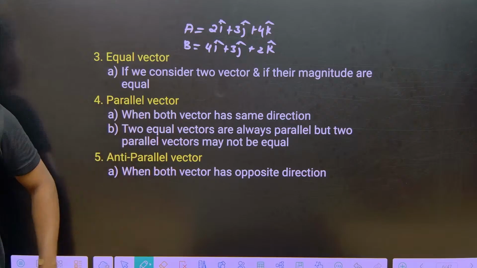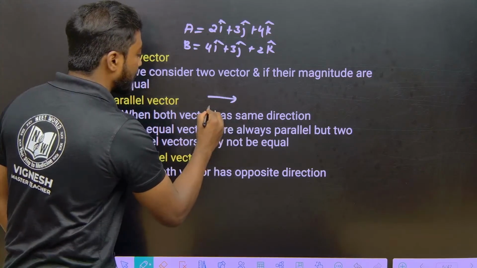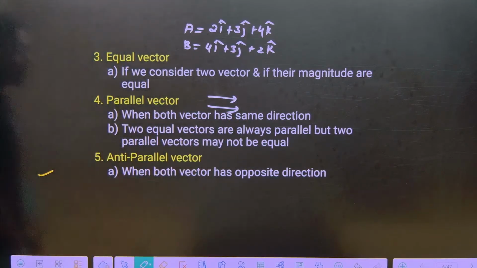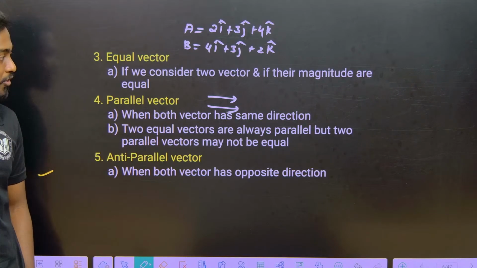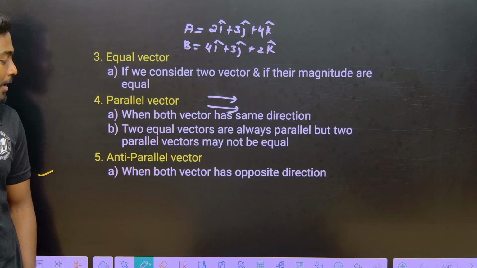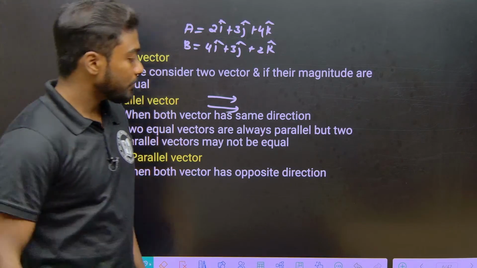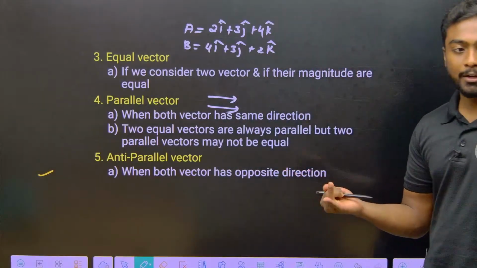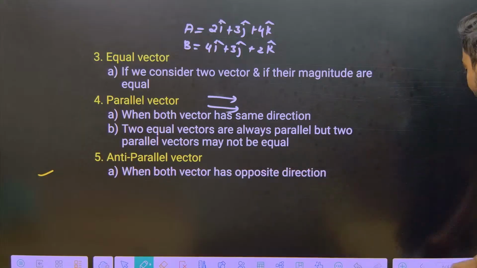So next is parallel vector. Parallel vectors have the same direction. And one more thing, two equal vectors are always parallel vectors. It can be a parallel vector, but a parallel vector may not be an equal vector. Okay, that is the main difference between equal vector and parallel vector. Anti-parallel vector will have opposite direction. So first one is unit vector, null vector, equal vector, parallel vector, and anti-parallel vector.